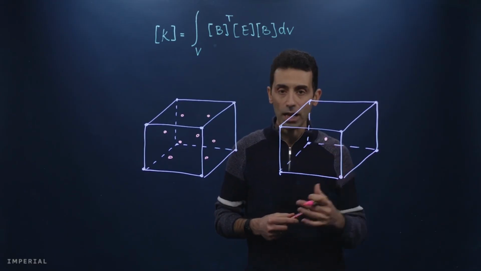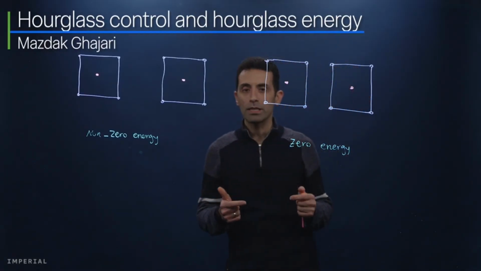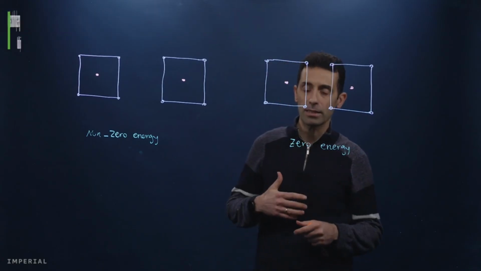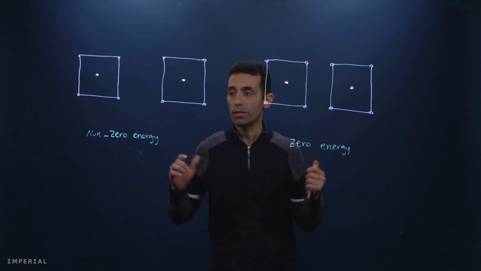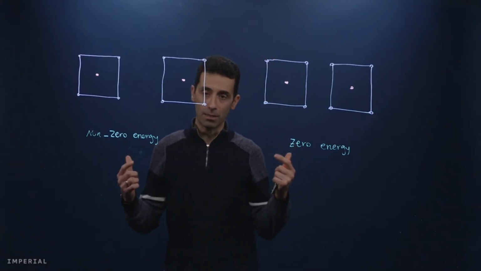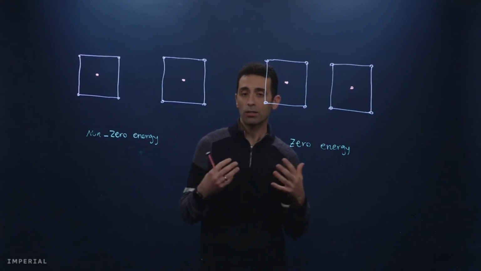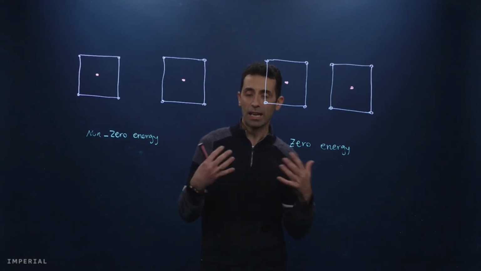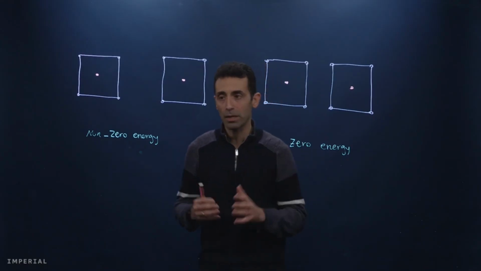But there will be a challenge. So the big challenge of using single integration scheme is that our model may produce the so-called spurious deformation modes or the hourglass modes. So these are deformation modes that do not require any energy, or they do not have any resistance to deformation. So what do they mean?